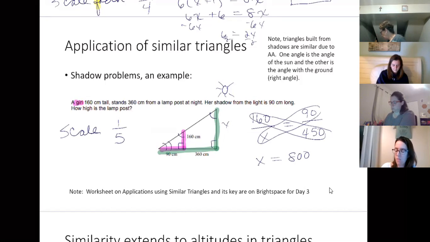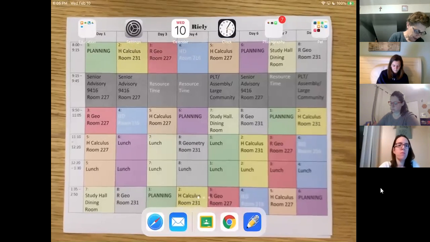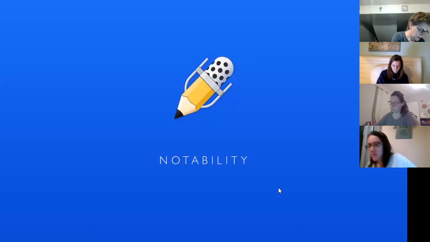So at this point, I have a document that's up on Google Classroom, and it's called Applications Using Similar Triangles. So I was going to show you that so you can see that there are other kind of very neat problems. So let me get out of this because I have this someplace else also. And then I'm going to go back into Notability. So here is the shadow problems.